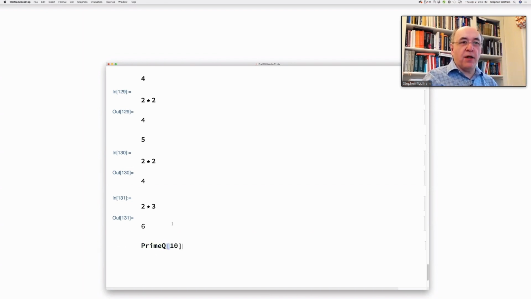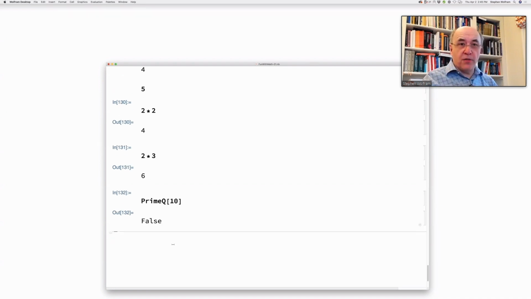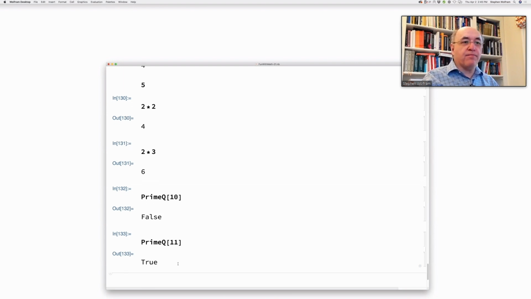So 10, for example, no, it's not a prime. It's 2 times 5. For example, 11, that is a prime. There's no way to break down 11. There's no way to make a rectangle of dots where there are 11 dots and it's not a trivial rectangle.